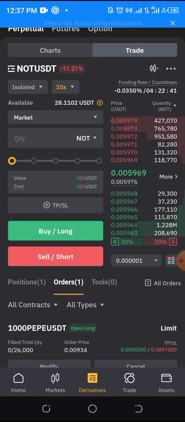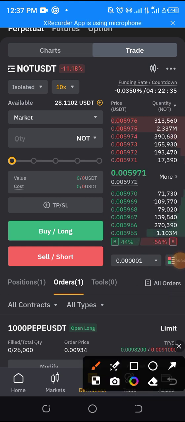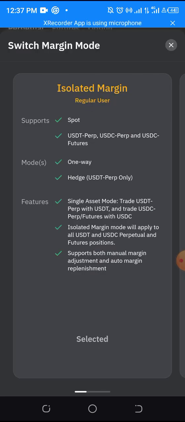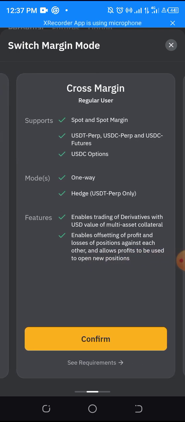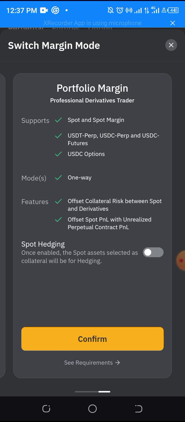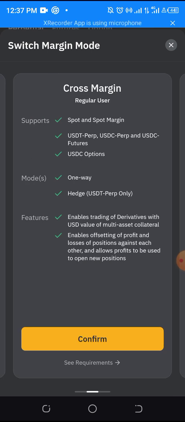So here we have the pair against USDT, and if you're trading this bonus, make sure you're on isolated margin. Probably you might come across cross margin. If I click on the drop-down menu here, we have isolated margin. This is my current margin. Slide right and you see cross margin. Slide again, you see portfolio margin.